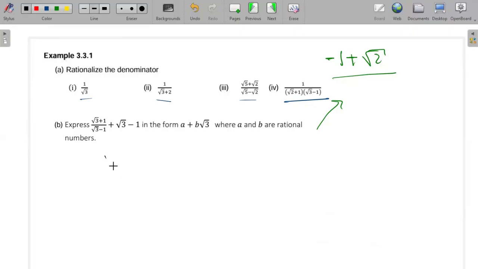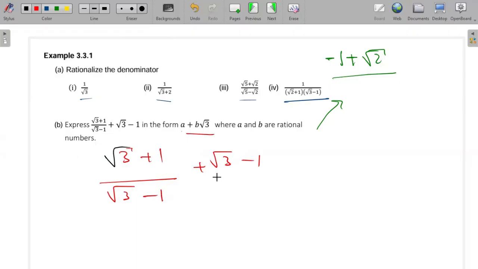So the last question, you have root. Okay, so you have (the square root of 3 plus 1) over (the square root of 3 minus 1), plus the square root of 3 minus 1. They even tell you to express this in the form a plus b root something, where a and b are rational numbers. What they're telling you is just to rationalize the denominator here and get the form something like this.